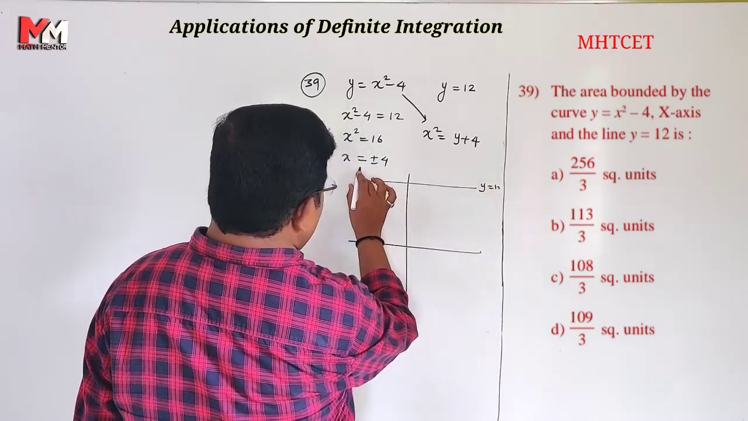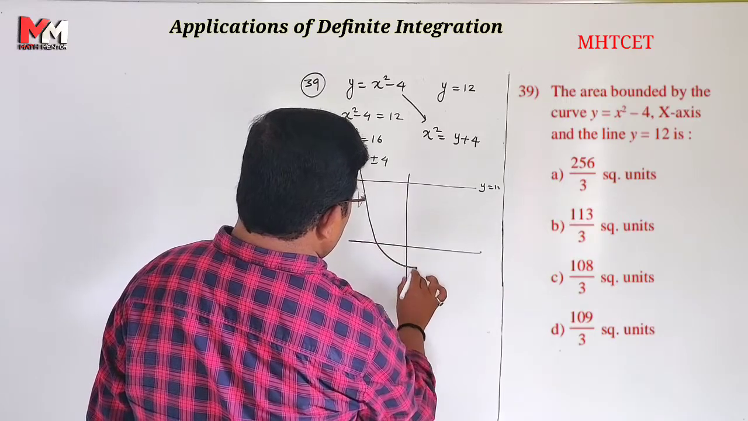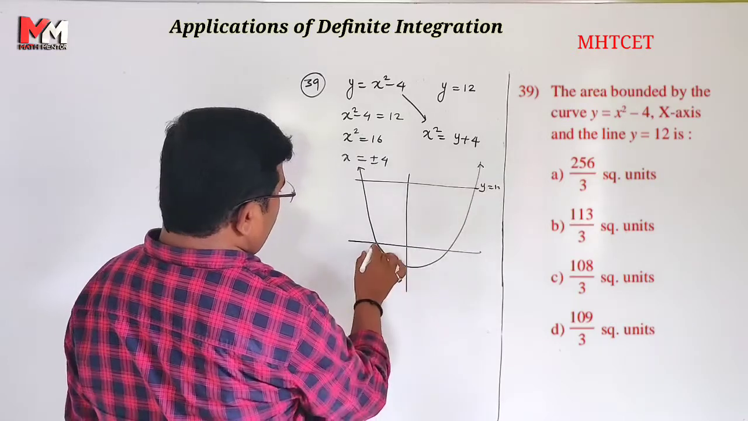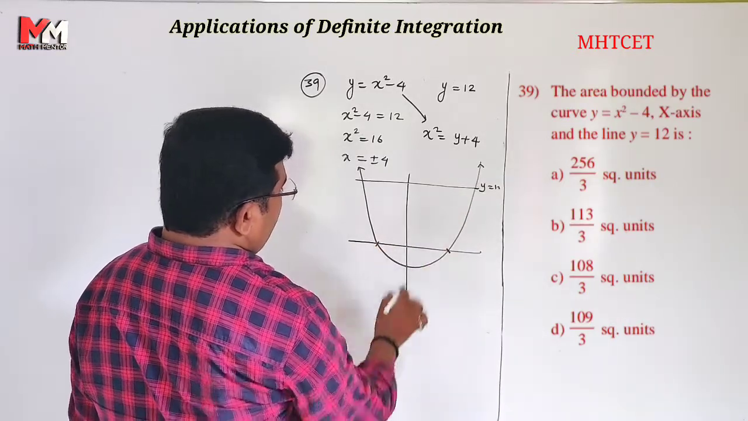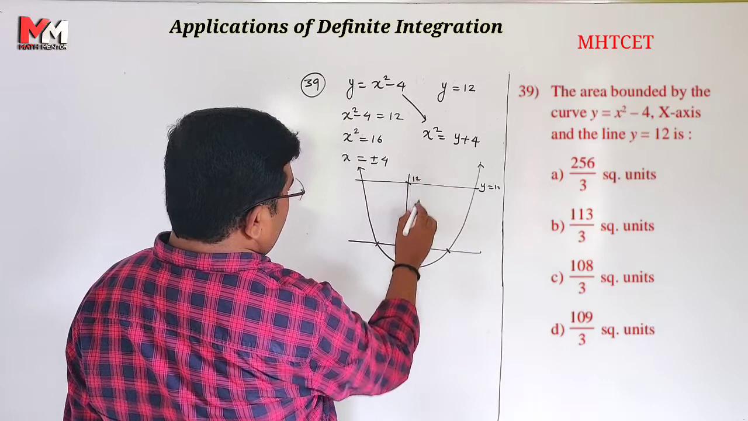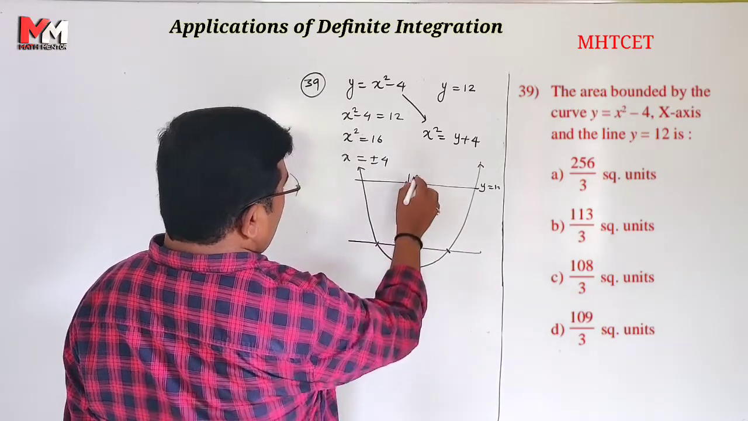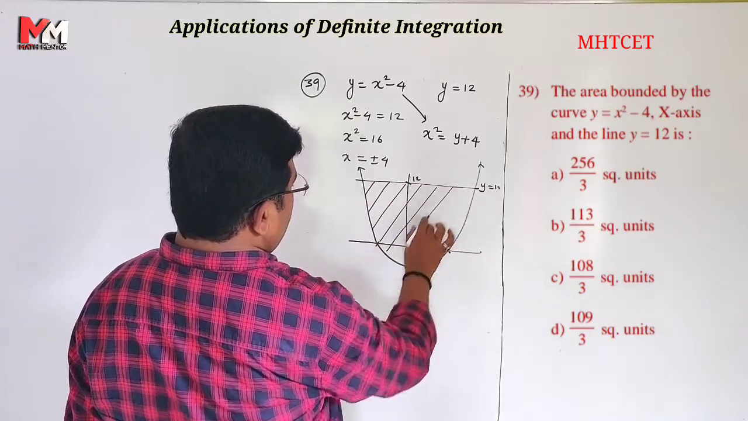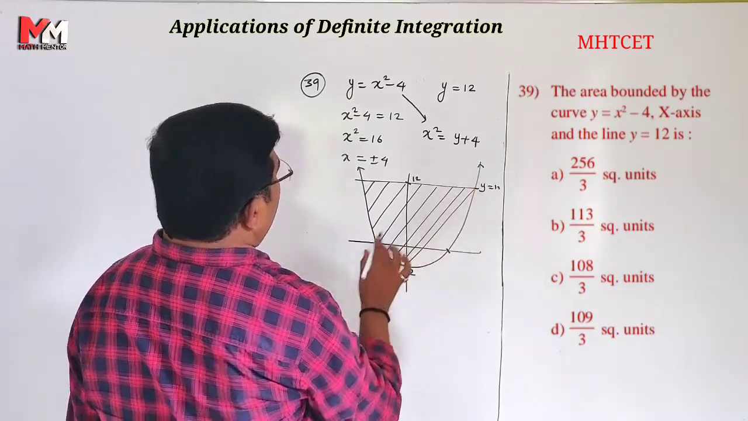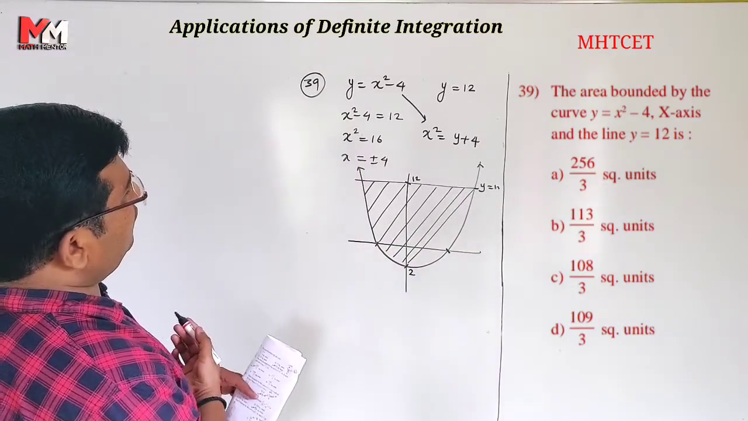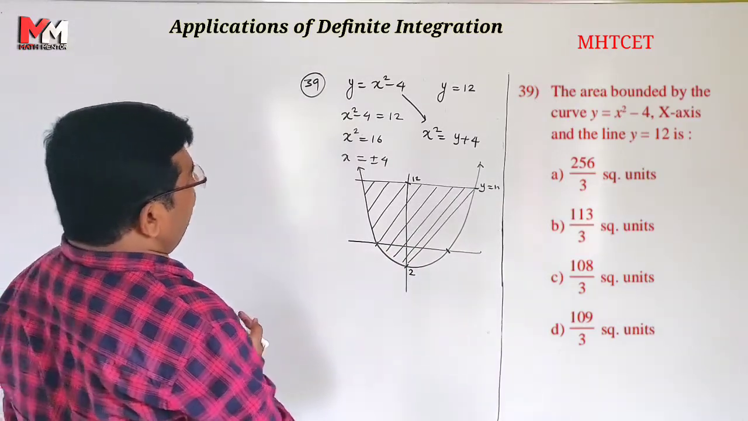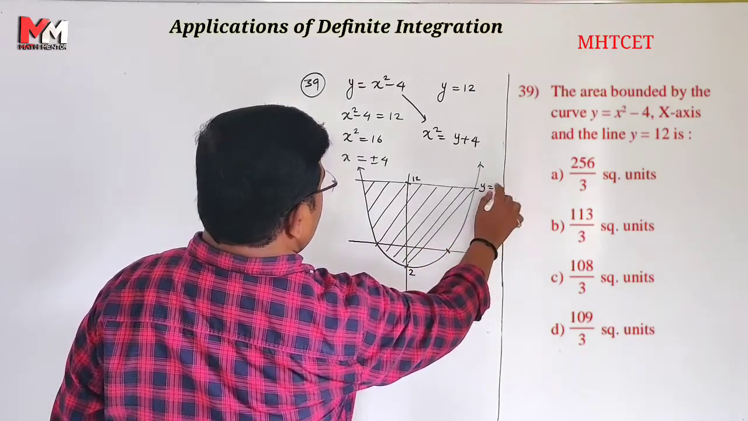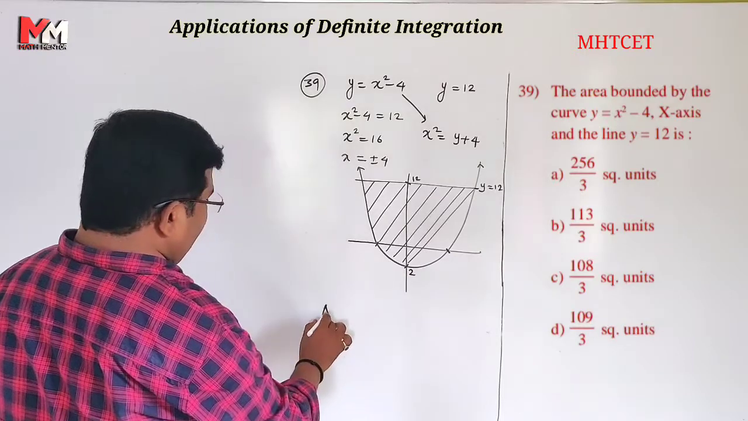So this will be the parabola. This is minus 4 to plus 4, and this is plus 12. This is plus 2. So we will find 2 to 12. It is symmetric, so we have to take it twice. y is equal to 2. So x square is equal to y plus 4, 16 minus 4. This will be 2. So at plus 12, the required area.